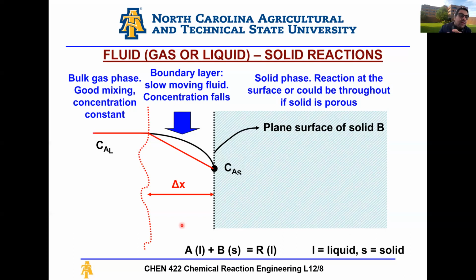If this delta x is very big, then my overall ratio will be low, right? My delta c by delta x will be low if my delta x is very large. Conversely, if your delta c is very low, so the concentration gradient is not sufficient to drive this mass transfer, you're going to have poor mass transfer, which is going to limit your reaction.